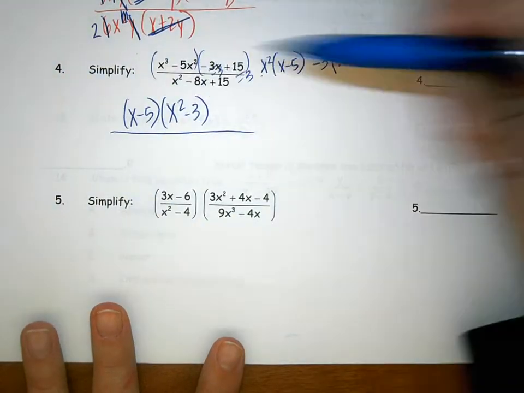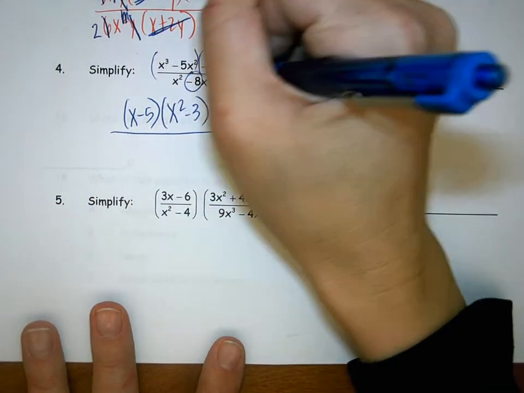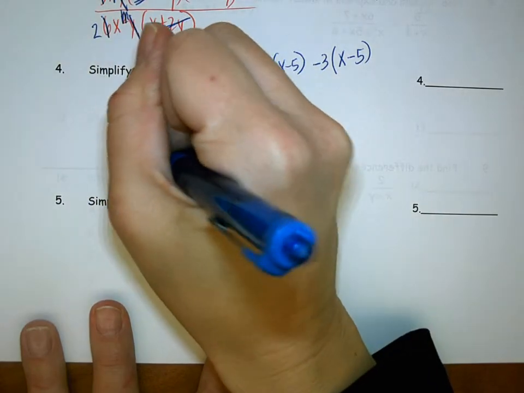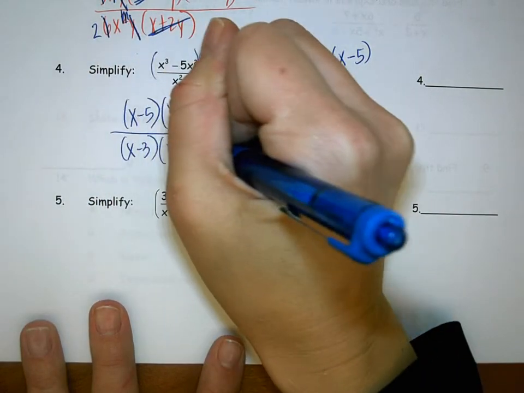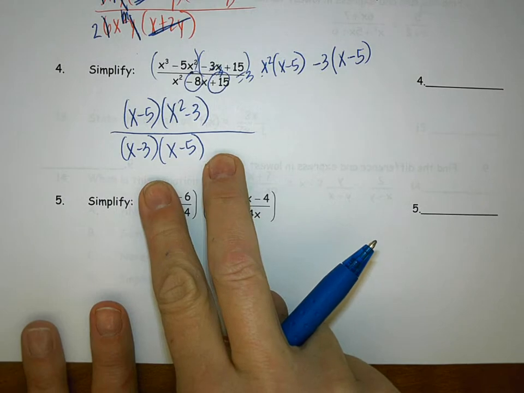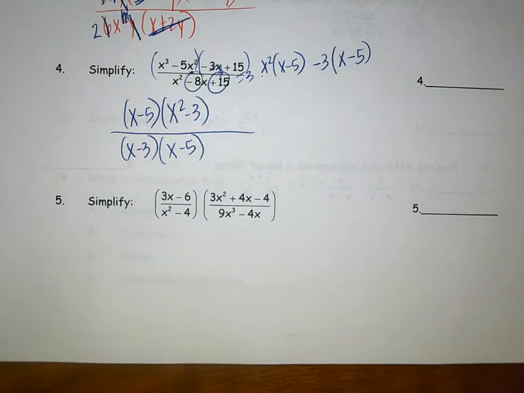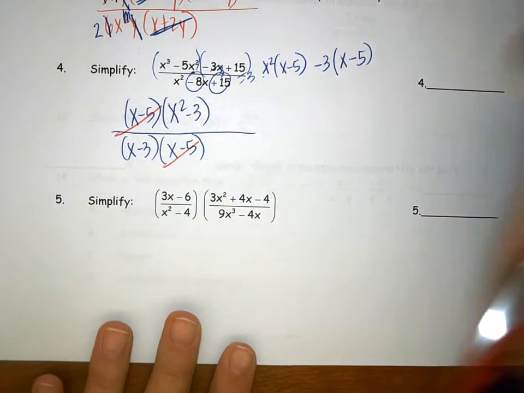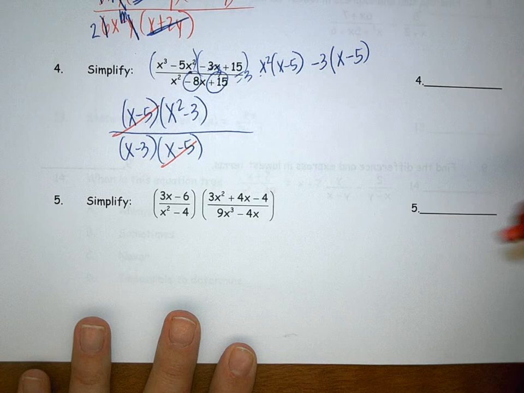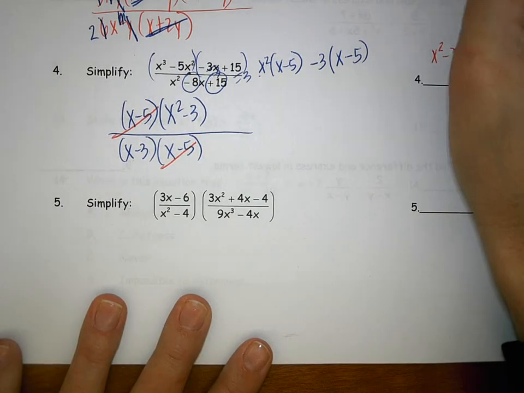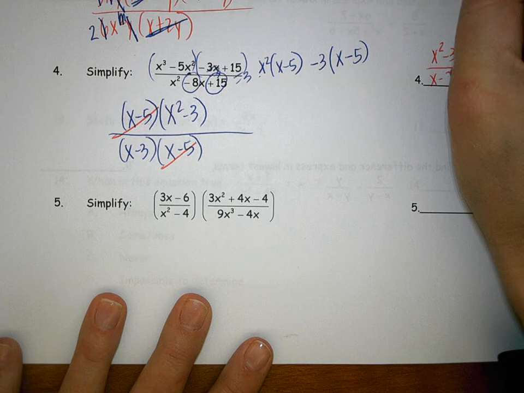In the denominator, what adds to be negative 8 and multiplies to be 15? Good, x minus 3, x minus 5. So those multiply to be positive 15 and add to be negative 8. So we can cancel out the x minus 5s. And can I cancel out any of this stuff? No, because it's not exactly the same. So my answer is x squared minus 3 over x minus 3.